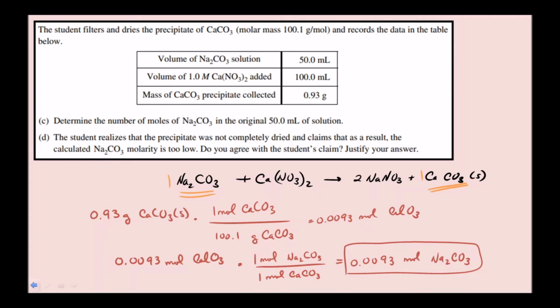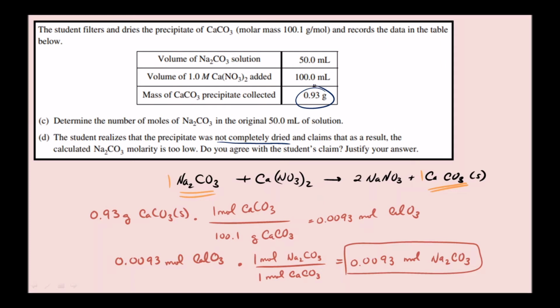Part D. The student realizes that the precipitate was not completely dried and claims that as a result, the calculated sodium carbonate molarity is too low. Do you agree with the student's claim? Justify your answer. So let's work through this logically. So they say not completely dried. So that means there was water in the precipitate that should not have been there. So the mass of the precipitate is artificially high and there is actually less than 0.93 grams of calcium carbonate. So the mass of the precipitate is actually something less.